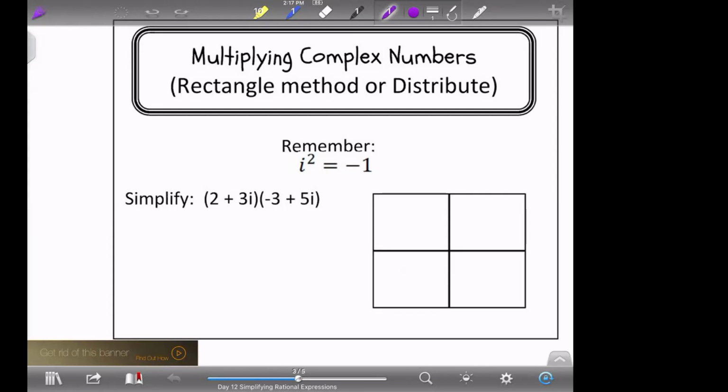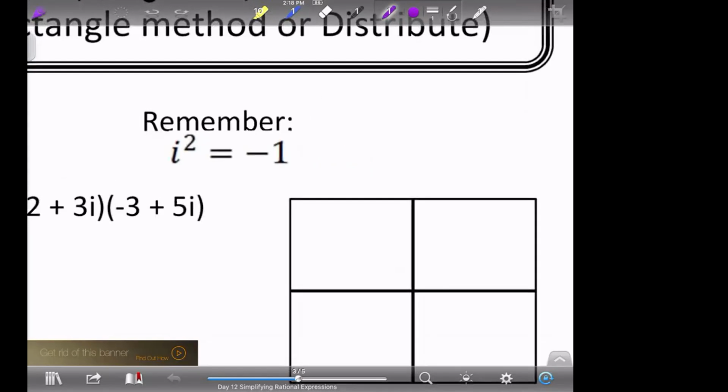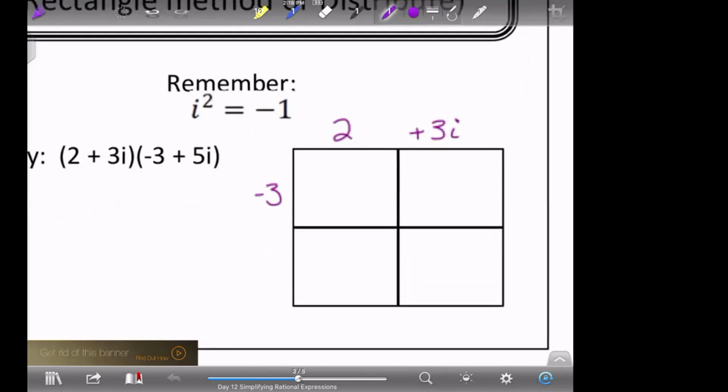So in this case, we're going to multiply two binomials, 2 plus 3i times -3 plus 5i. So just two binomials being multiplied together, we're going to write 2 plus 3i and negative 3 plus 5i. Order doesn't matter if you wrote the 2 plus 3i on the side and you wrote the other one on the top, you're still going to get the same answer in the end.